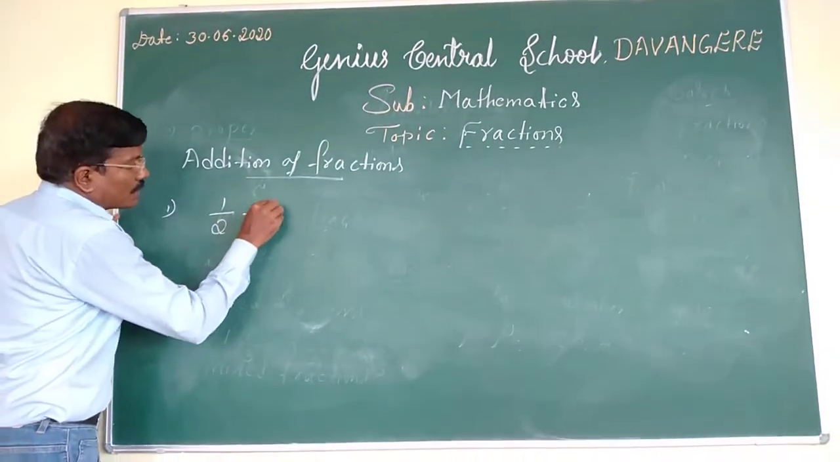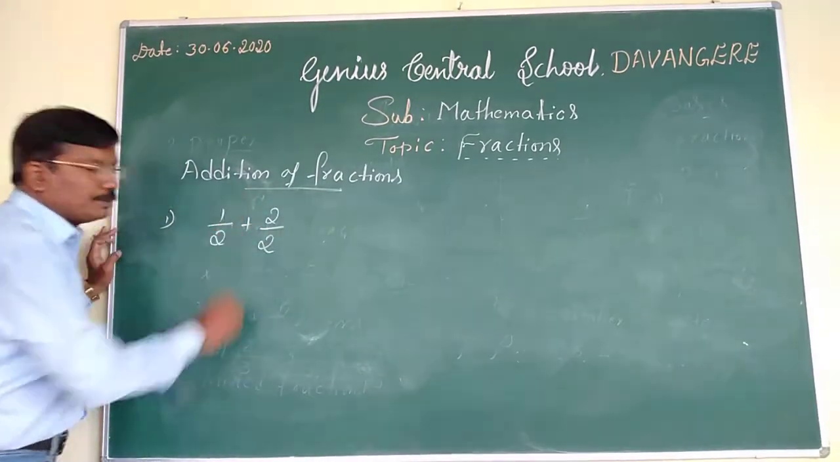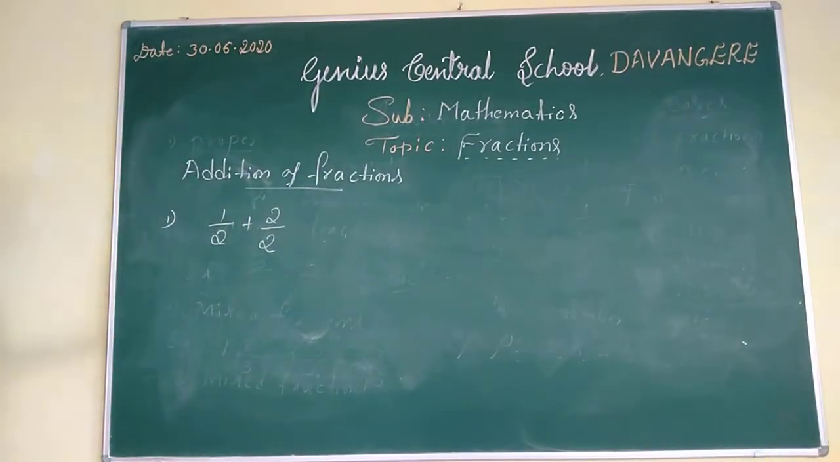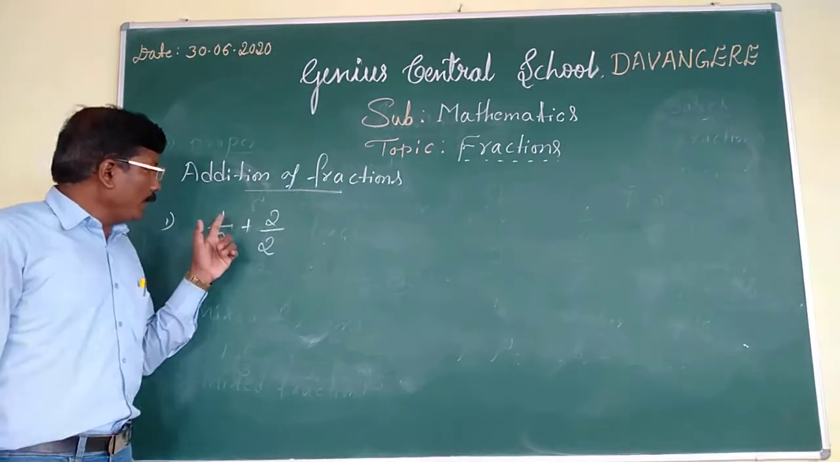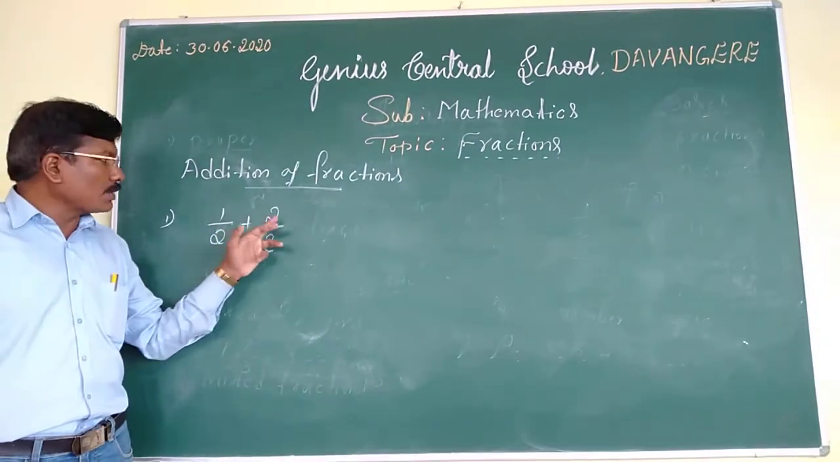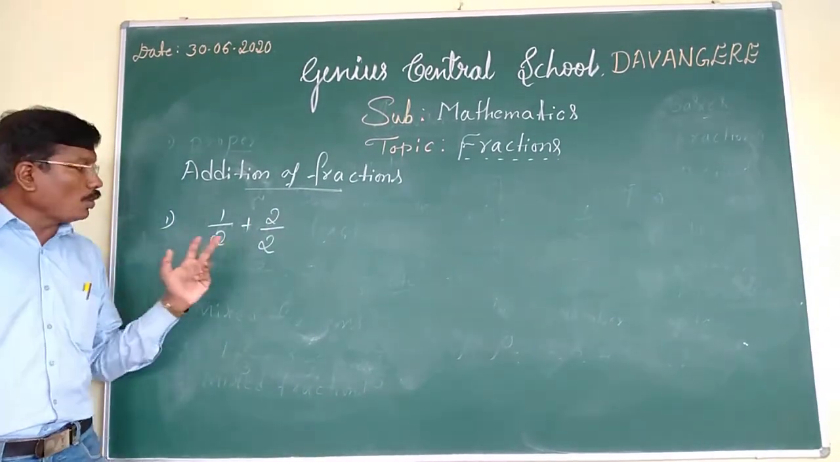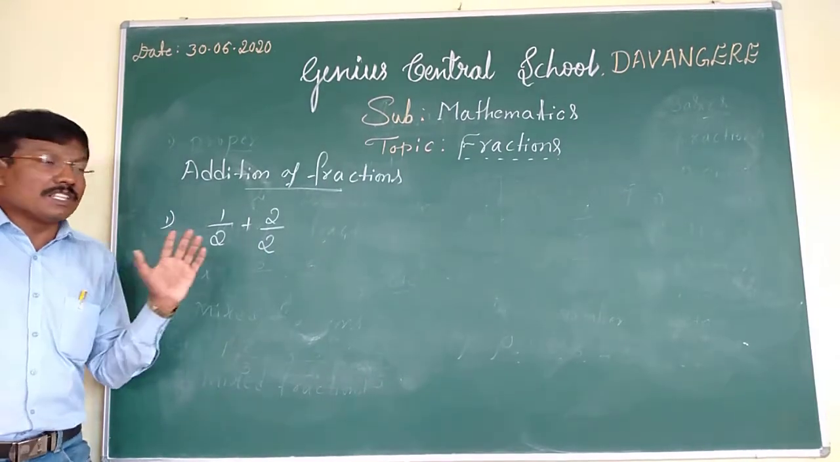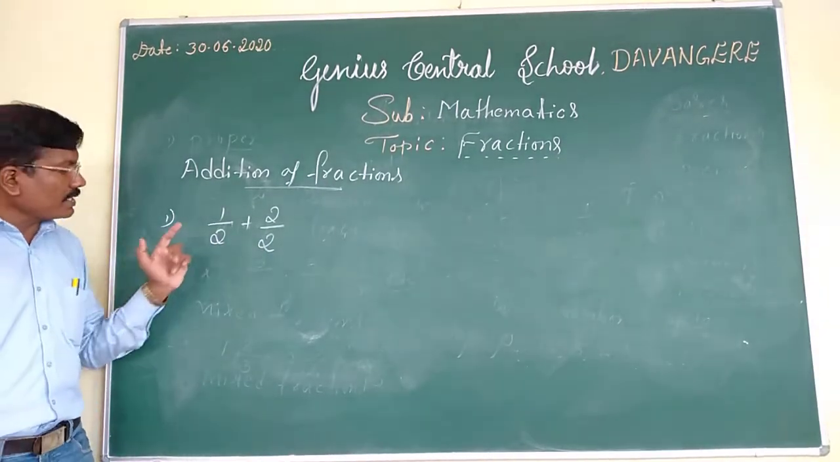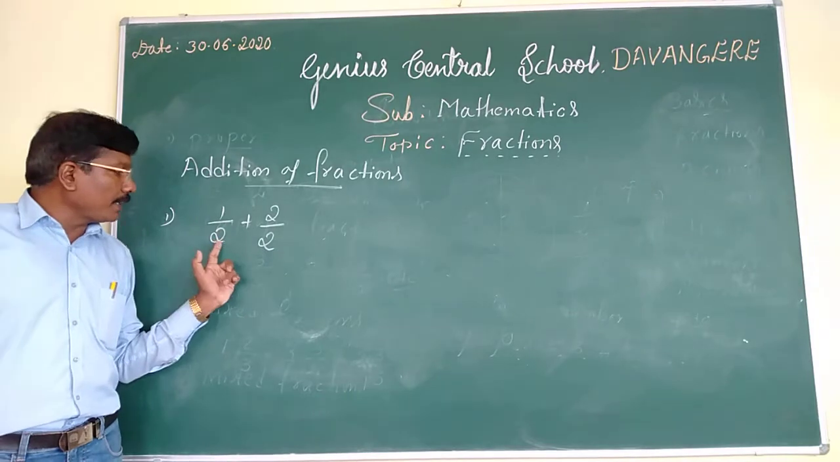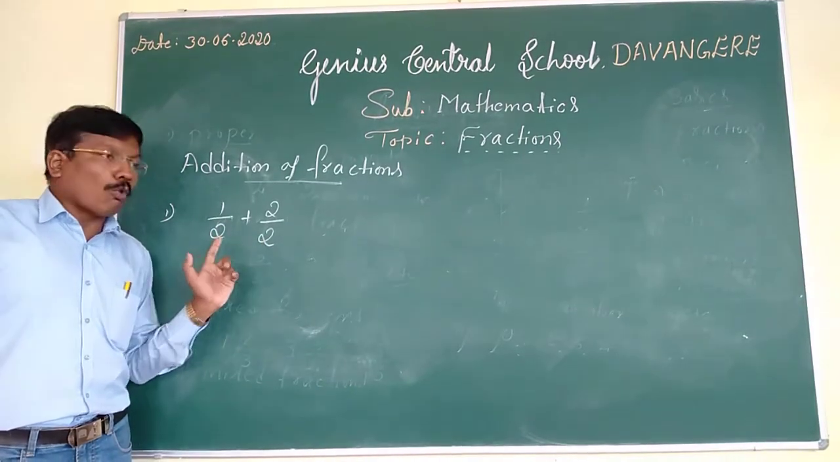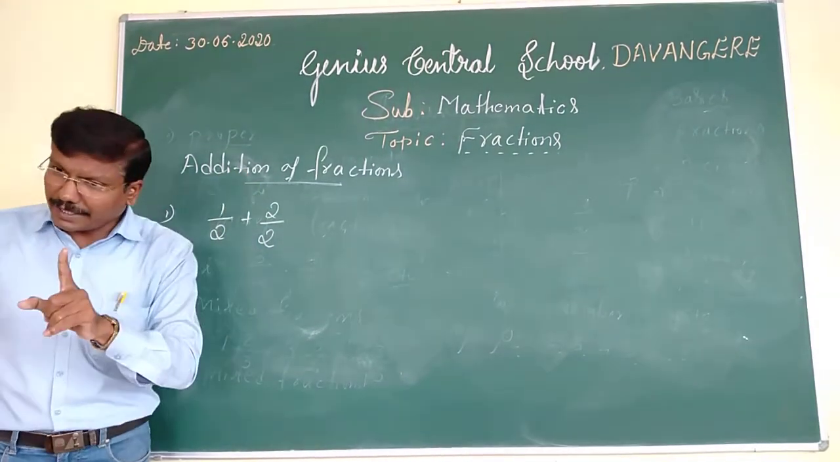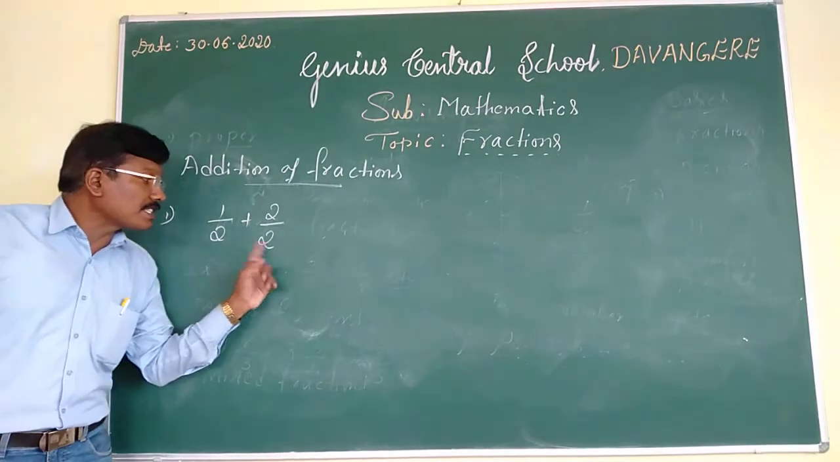1/2 plus 2/2. Look here. This is our problem. Here 1/2 is a fraction, and 2/2 is also a fraction. So how do we add these two fractions? This is very easy. Why? Because in these fractions the denominator is always the same. While adding or subtracting, the denominator is the same.